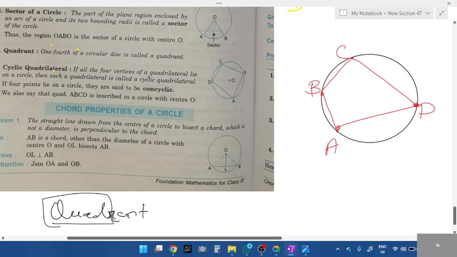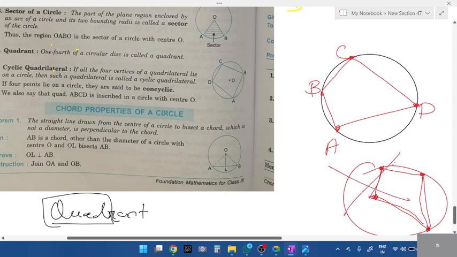Look here. If all four vertices of a quadrilateral lie on a circle, the vertices should lie on the circle. Look here. Do you think all the 4 points are touching the circumference? No. Therefore, this is not a cyclic quadrilateral, student. The first one is a cyclic quadrilateral. And I told you concyclic. Concyclic is where all the points should lie on the circumference.